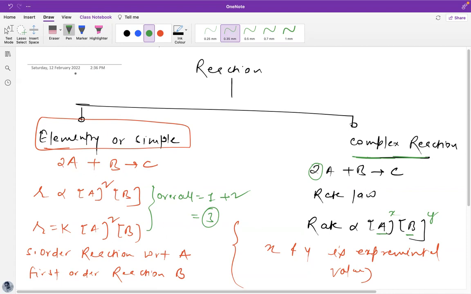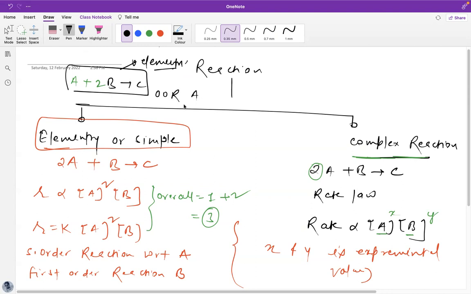Tell me about this one. I am saying A plus 2B, that will give C. Suppose this is my elementary reaction. Tell me the order of reaction with respect to A and the order of reaction with respect to B. Tell me. I am saying this is elementary.